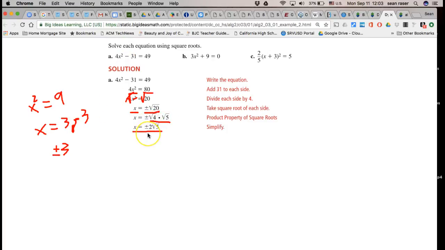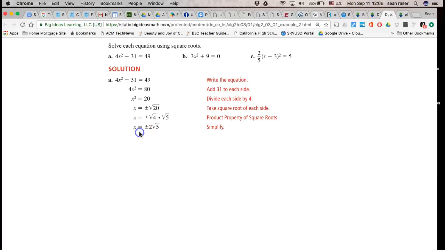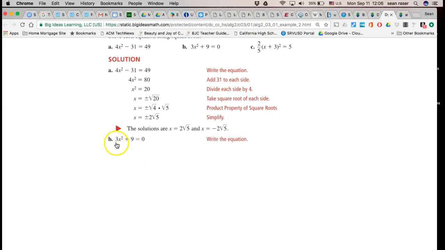Okay, so here, taking the square root of both sides, we get that our answer is x equals plus or minus 2 root 5. What that means is the solutions are positive 2 root 5 and negative 2 root 5. So here's an example where we have two solutions. Okay, let's look at our next one right here. We'll go a little faster through these now that you saw the process. So in the second one, we need to isolate our squared portion. Let's subtract 9 from both sides. So now we have 3x squared equals negative 9. Remember, we're only squaring the x right here.